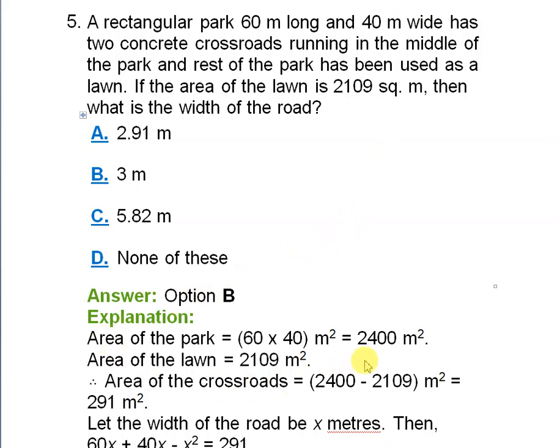So we know that the rectangular park is 60-meter long and 40-meter wide. So we can calculate the area, which is length into breadth. So that is 2400 meter square. And we know that the area of the lawn is 2109. So for calculating the area of the crossroad, we'll simply subtract the area of the lawn from the area of the park. So the area of the crossroads here is 2400 minus 2109 meter square. So your answer is 291 meter square.